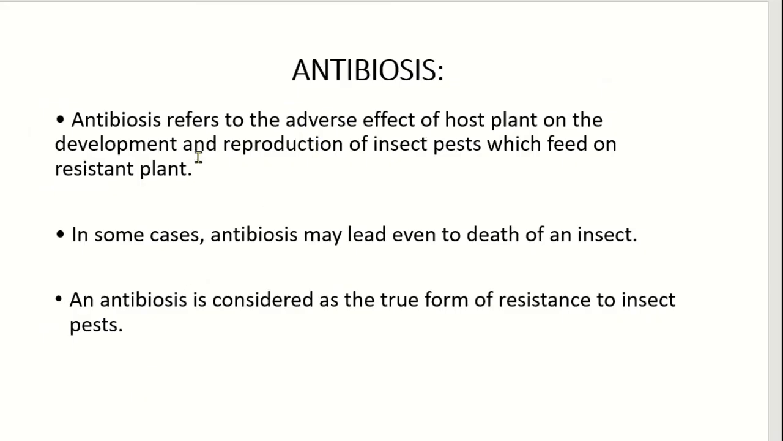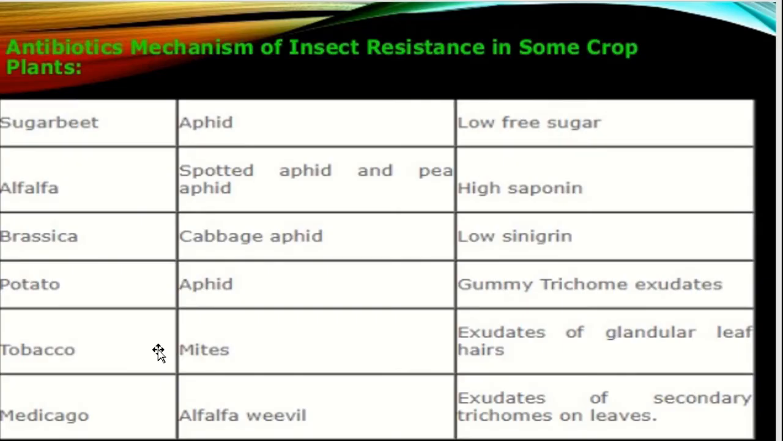Next one is antibiosis. Antibiosis refers to the adverse effect of the host plant on the development and reproduction of the insect pest which feeds on the resistant plants. In some cases antibiosis may even lead to the death of the insect, and it is considered a true form of resistance to insect pests. Some examples: in sugar beet, for aphid, low free sugar; and in alfalfa, for spotted aphid and pea aphid, high saponin content is an antibiosis mechanism.